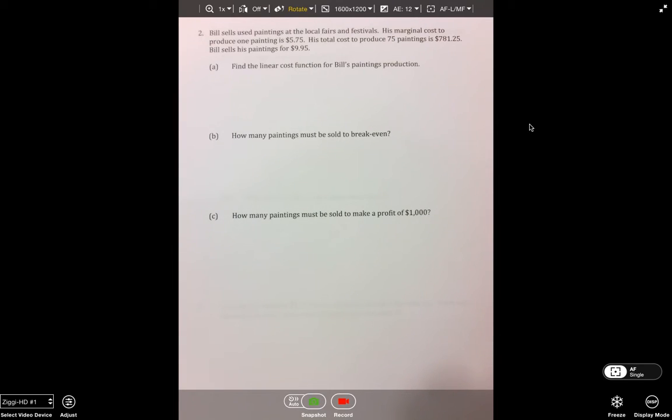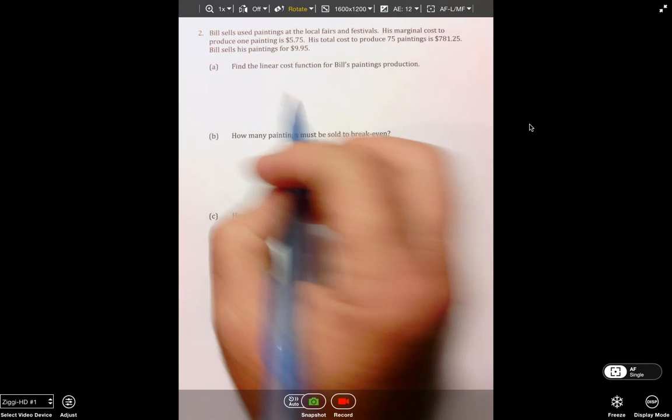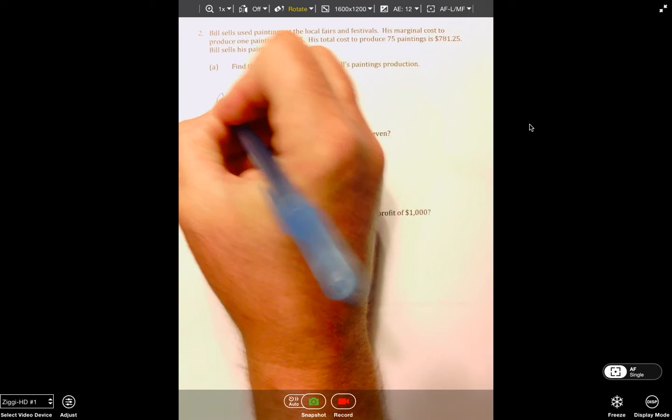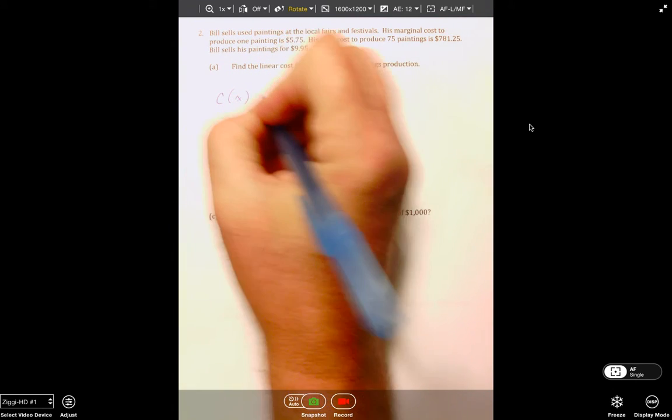So Bill sells paintings at local fairs and festivals. His marginal cost to produce one painting is $5.75. His total cost to produce 75 paintings is $781.25. Bill sells his paintings for $9.95. All right, now guys, what I know here, I want a cost function. So I'm going to let X be the number of paintings.